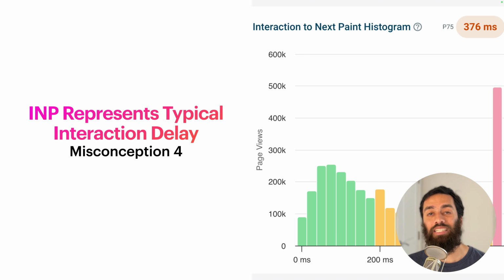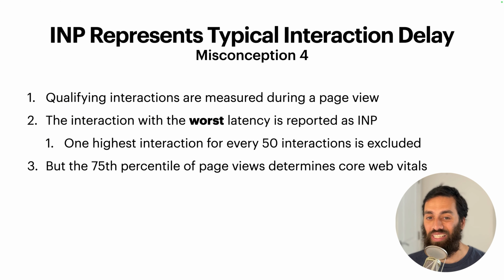INP represents the typical interaction delay. How is INP measured? If you get 100 visits, what ones are considered? Well, there's a bit of nuance to this, and it's not about it being the typical interaction. Unfortunately, it's actually about it being the worst interaction.